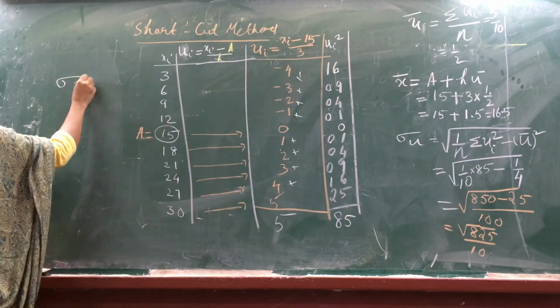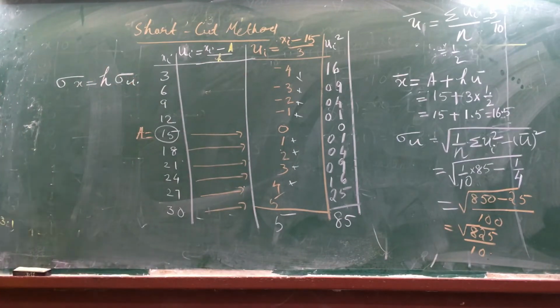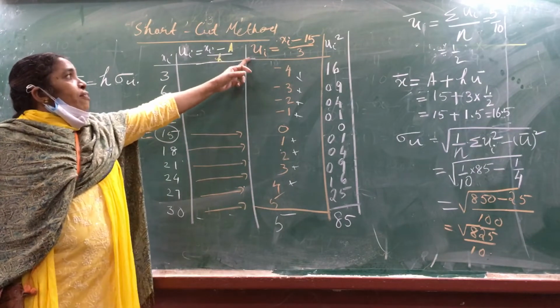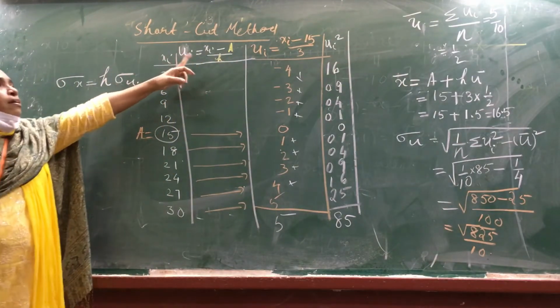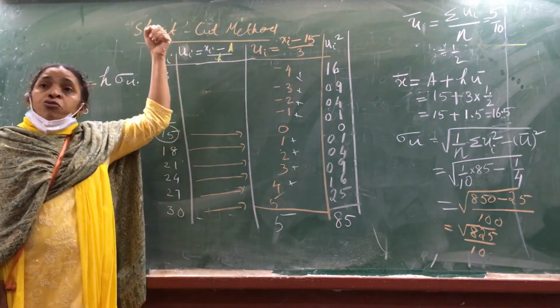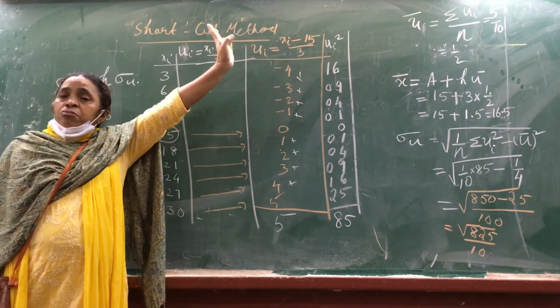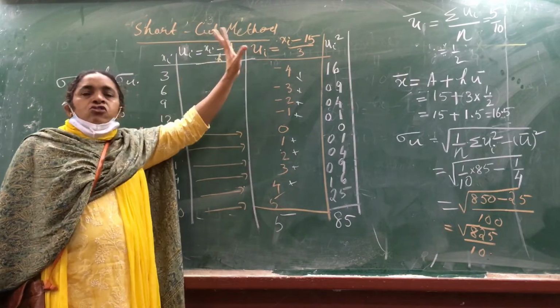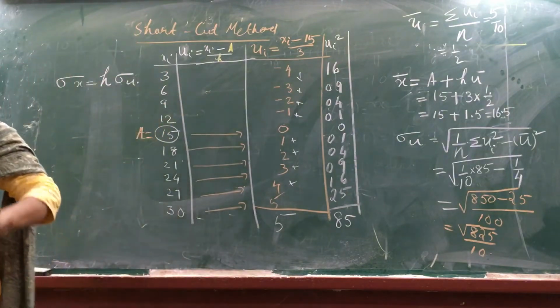sigma x equal to h into sigma u. What you do is sigma x equal to h into sigma u because ui find out करने के लिए हम h से divide किया, here h से multiply किया, and there is no role of a. That means the standard deviation is independent of this a. ये कुछ भी ले लो, हमने इधर 25 या 50 लिया, अगर तुम 60 लिया, 20 लिया, there is no difference. It is not affecting the standard deviation, but it only depends on by which number you are dividing. Okay, so this is a formula.